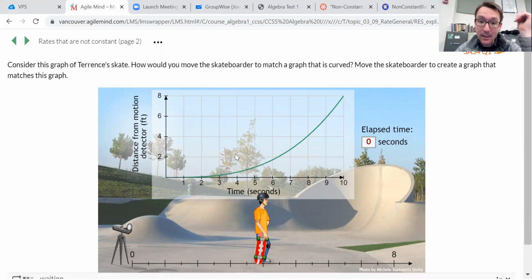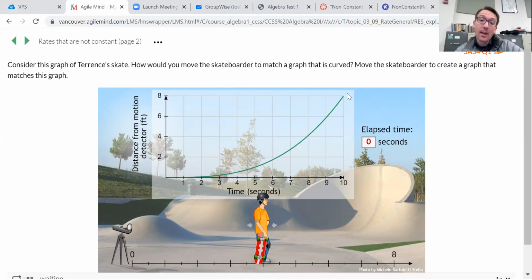Well, the first thing we want to ask is, where does he start? At the start, that's to the left side. That's when 0 seconds have gone by. So this is at the start. Is he close to or far away from our motion detector? Well, he's not 8 feet away. He's not 6. He's at 0 feet away. So he starts at the motion detector. And the entire time he's moving away from it, right?